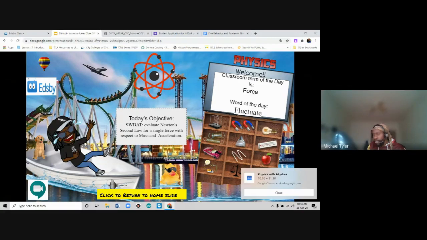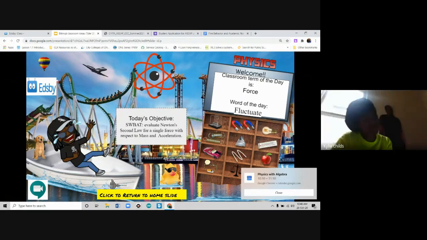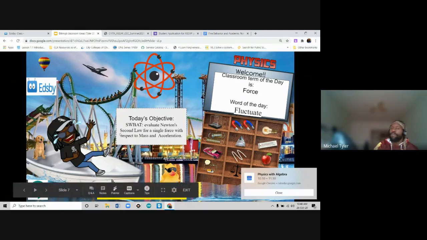Miss Childs, can you read today's objective in the gray box there? You see it? Or should you go to the link I gave you? Students will be able to evaluate Newton's second law for a single force with respect to mass and acceleration. Thank you, ma'am. All right, so that's what we've been doing the whole time. So you want to look it up and know what the purpose of today was.